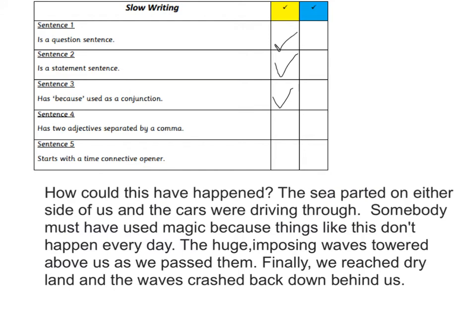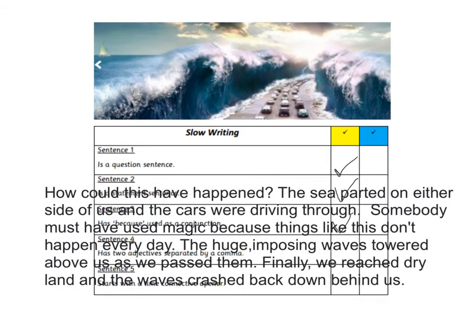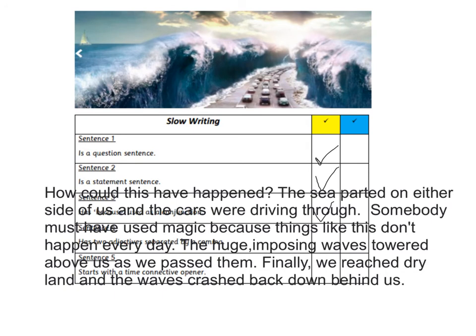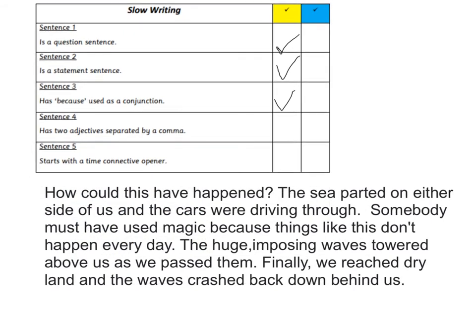And then sentence 4 has 2 adjectives that are separated by a comma. That's my 4th sentence there. I'm going to describe the waves, I think, because that will be the most dramatic. So I've decided to go with huge and imposing as my 2 adjectives that are describing the waves that are in the picture. If you remember what the picture looked like, it looked like this. And as you can see, the waves are really, really tall there, aren't they, at either side of the road. So pull that back up again.